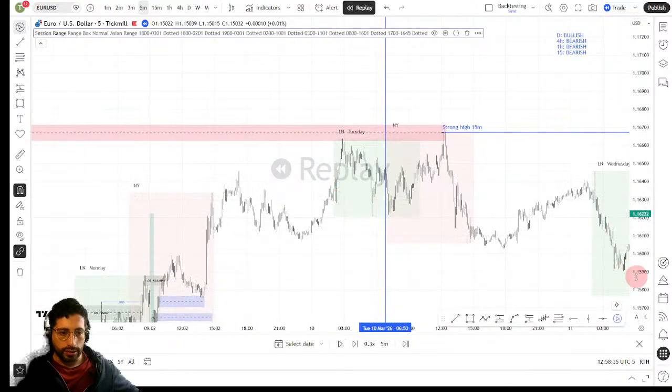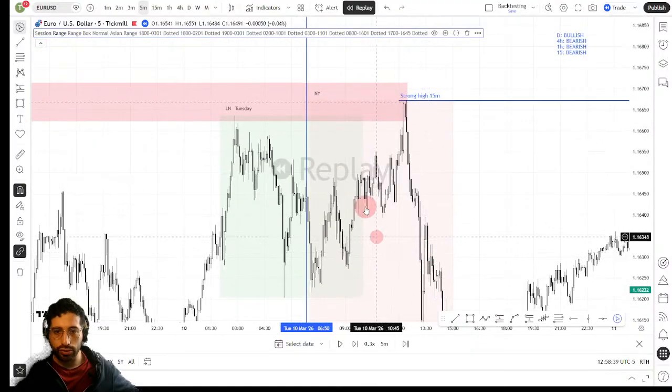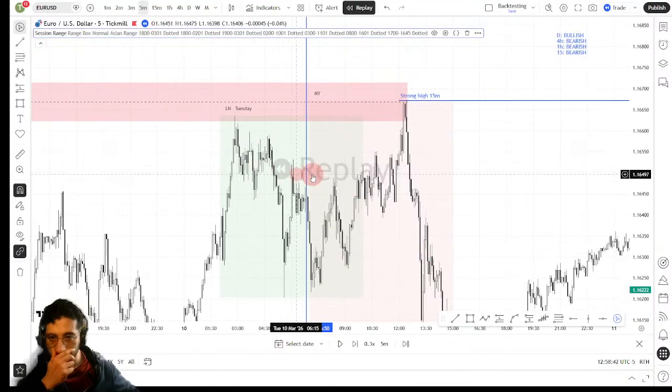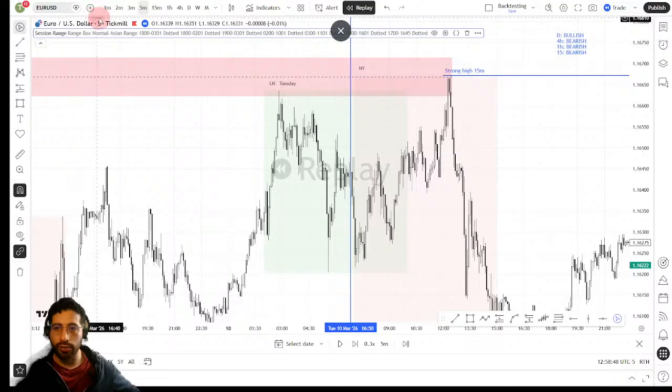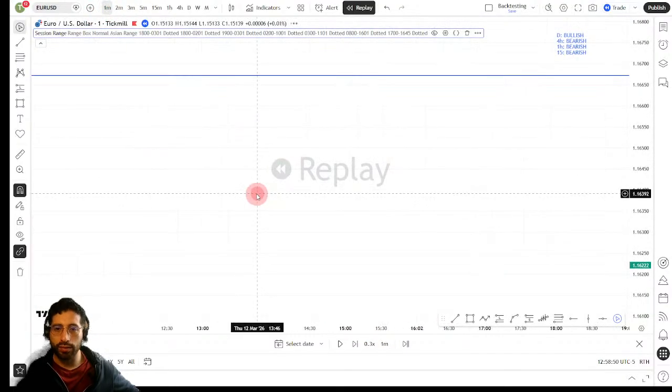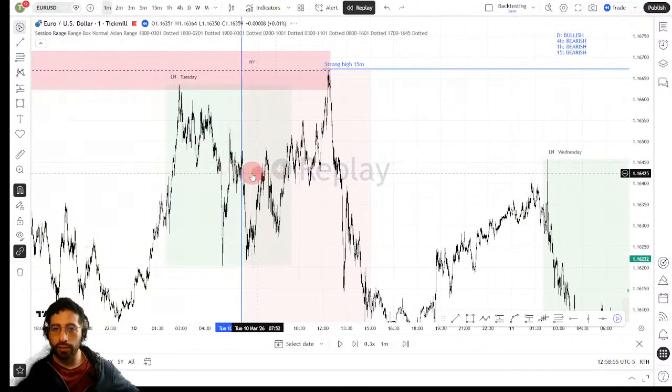Right, so this is Tuesday. And this is what actually happened on Tuesday. So on Tuesday, the price entered here on the order block, the 15-minute order block. And then what I would look for here will be a 1 minute confirmation. Why a 1 minute confirmation?